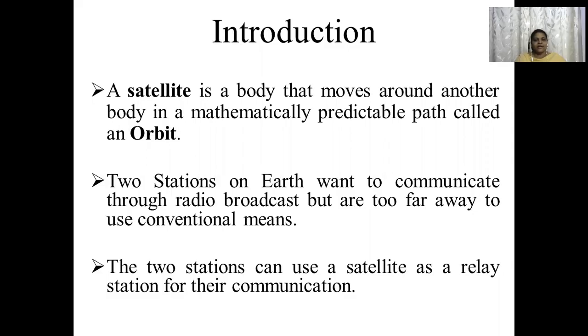Here, what is meant by a satellite? Now, what is a satellite? A satellite is nothing but a huge body that moves around another body in a mathematically predictable path. And this path we call an orbit.